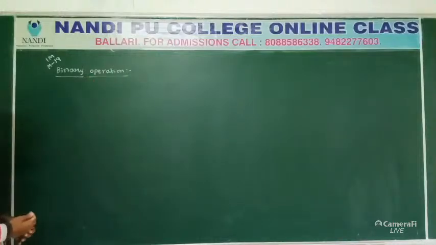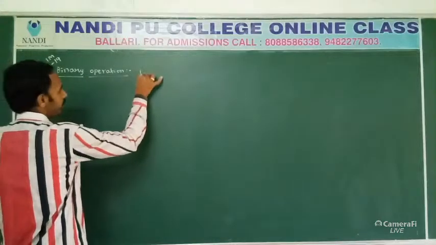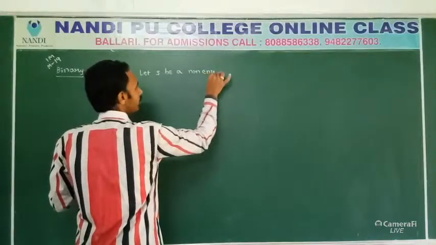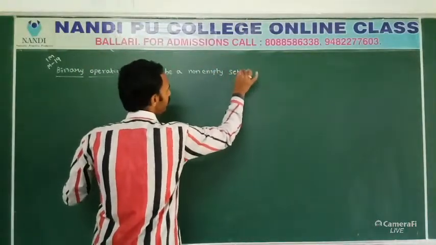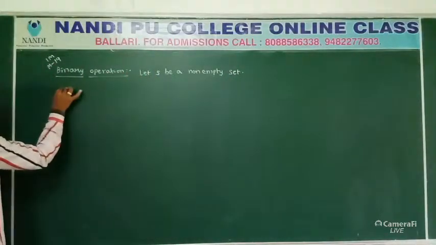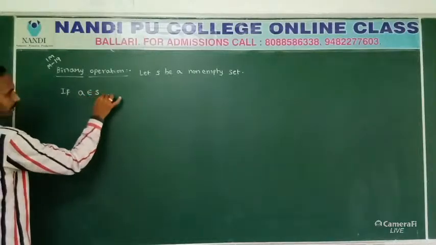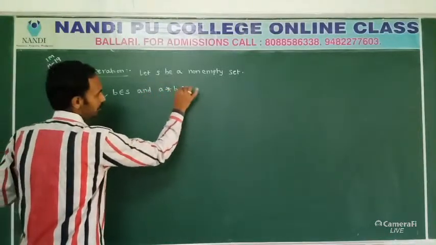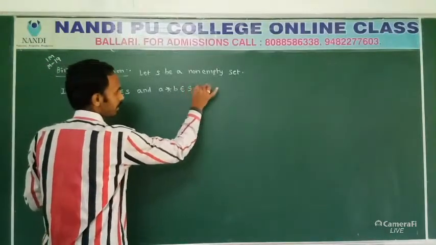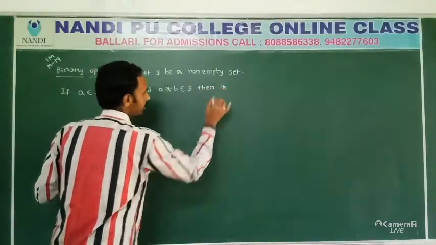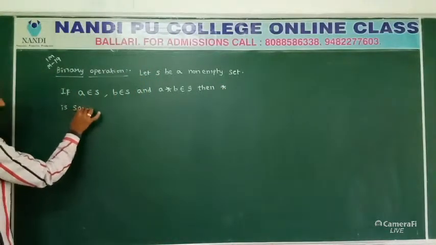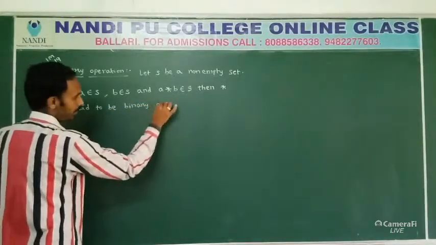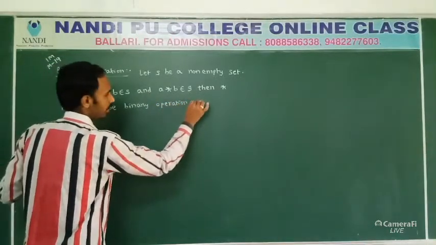Binary operation. Let S be a non-empty set. If a belongs to S, b belongs to S, and a star b belongs to S, then star is said to be a binary operation on S.